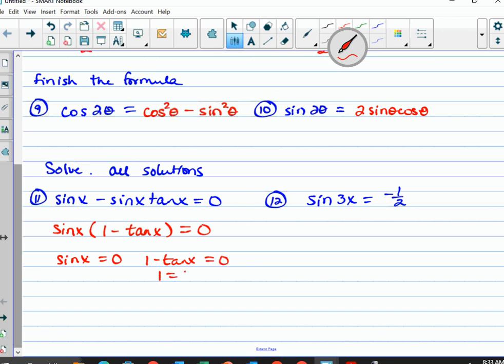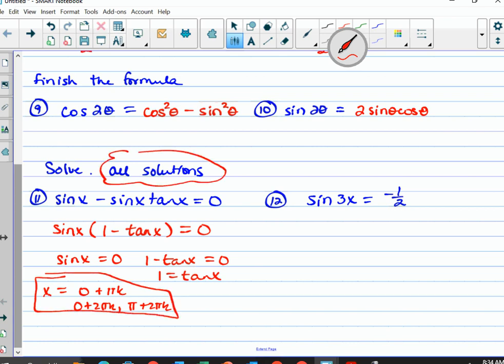So where does sine equal 0? Since I said all solutions, you could write it a couple of ways. You could say 0 plus pi k. You could do 0 plus 2 pi k and pi plus 2 pi k. Those are the same. It said all solutions, right?